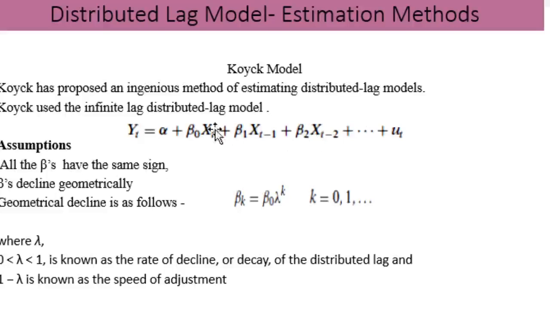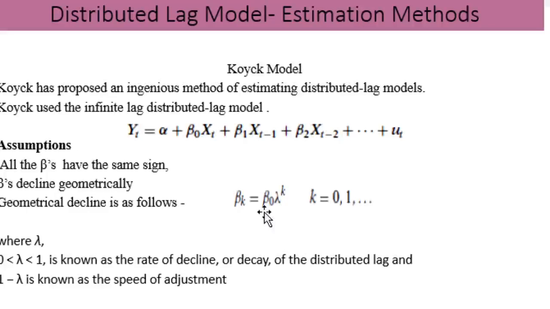All betas have the same sign. Here it is assumed that even though it is an infinite lag model, all betas have the same sign. Then the second assumption is that beta declines geometrically. That is, the decline in beta will be geometric, and he defined this geometric decline as follows: beta k equal to beta 0 lambda raised to k.